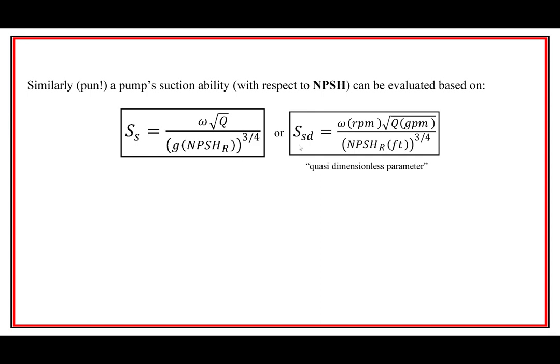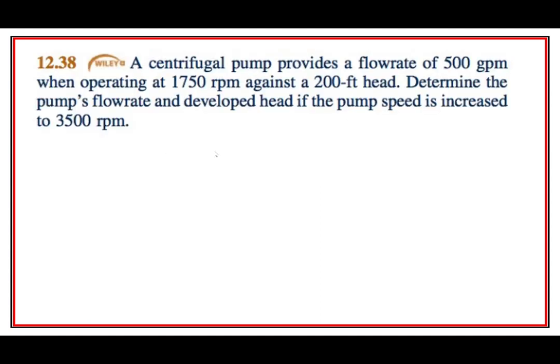All right. There's also something similar that we can do for the net positive suction head. I don't have the figures up here, but I think there's another figure where, based on these relationships, we can look for a pump that's more suitable for the net positive suction head that we need to use. All right, so here is a centrifugal pump that provides a flow rate of 500 gallons per minute when operating at 1700 RPM against a 200-foot head, and we want to determine the flow rate and developed head if the pump speed is increased to 3,500 RPM.